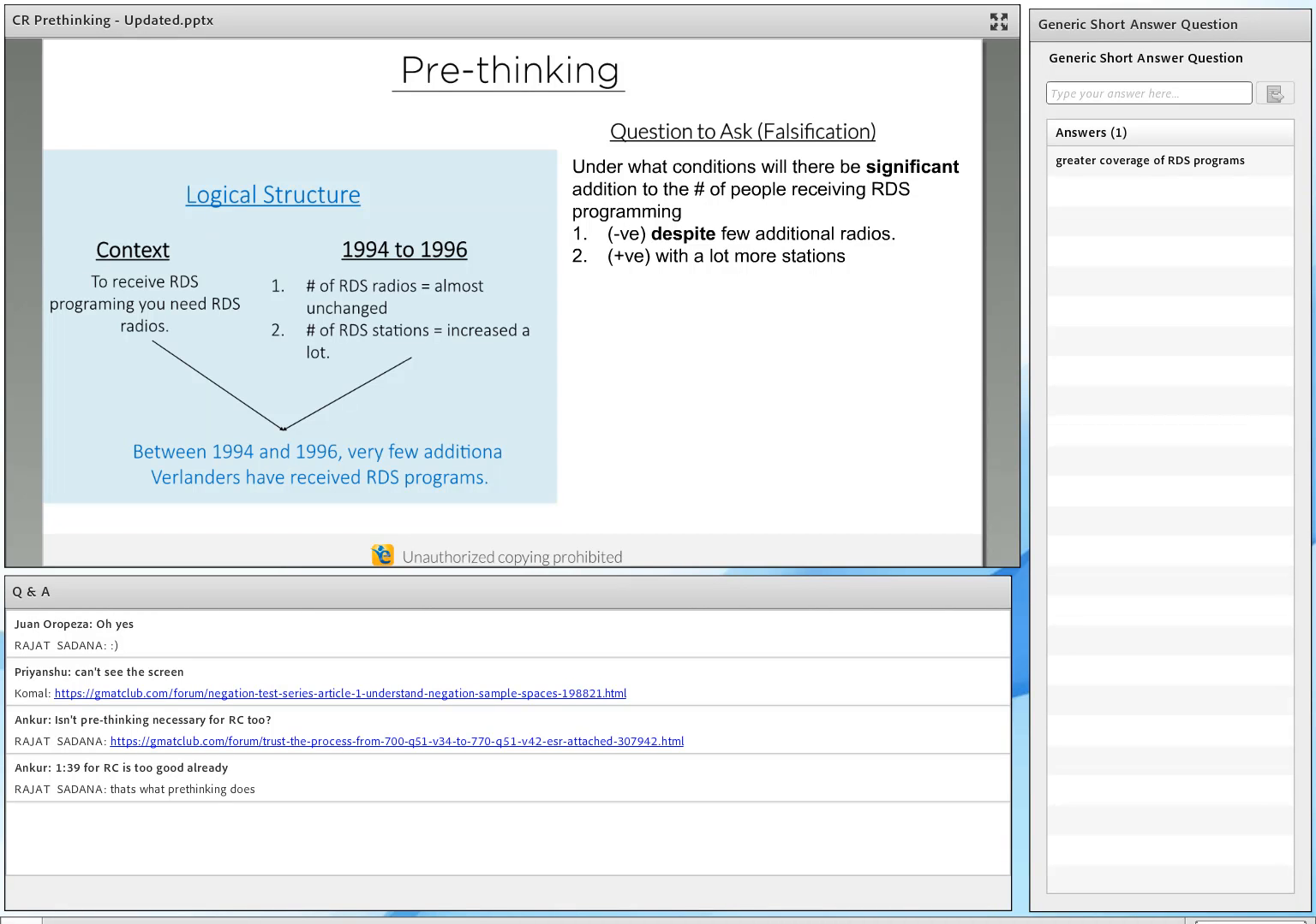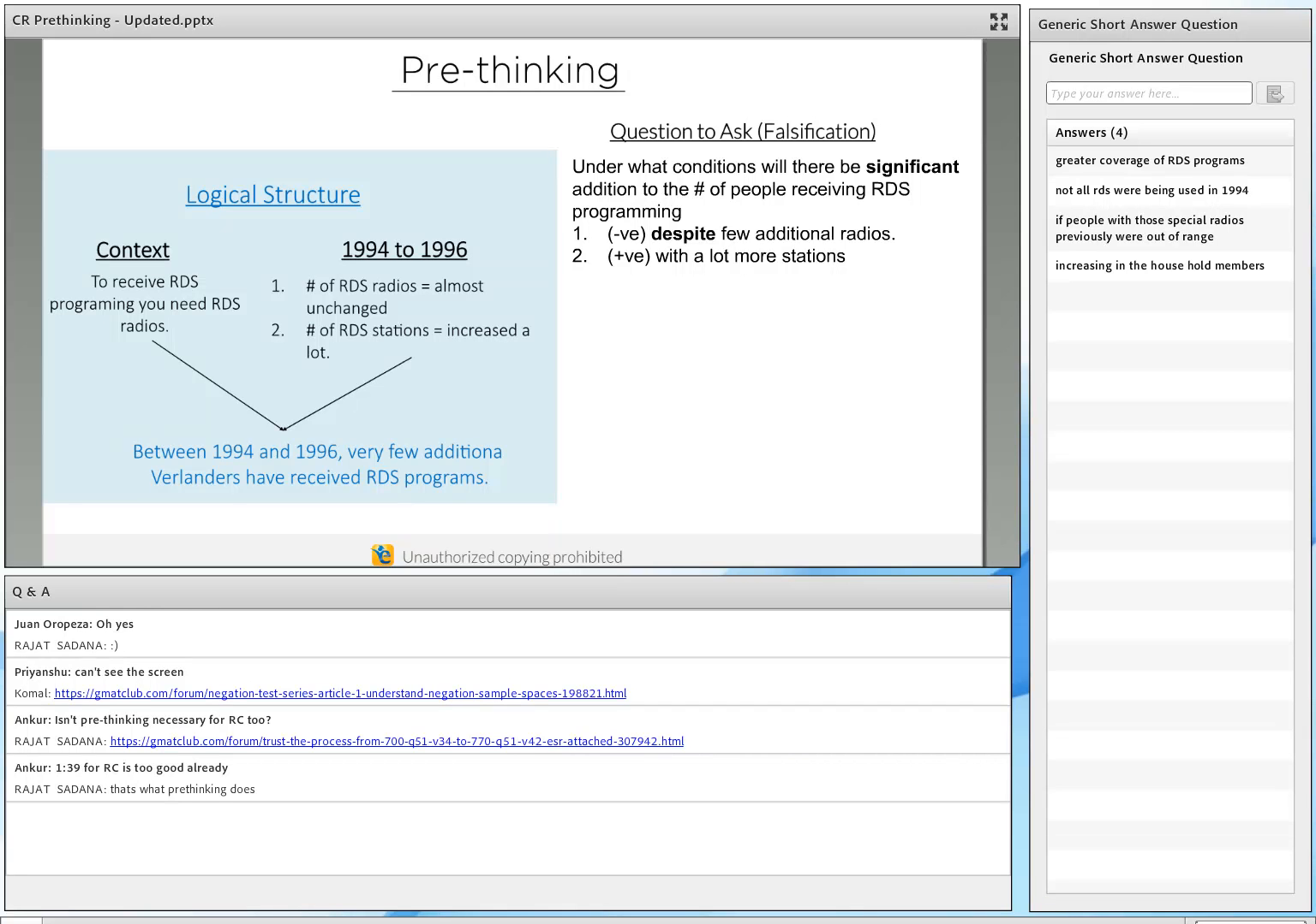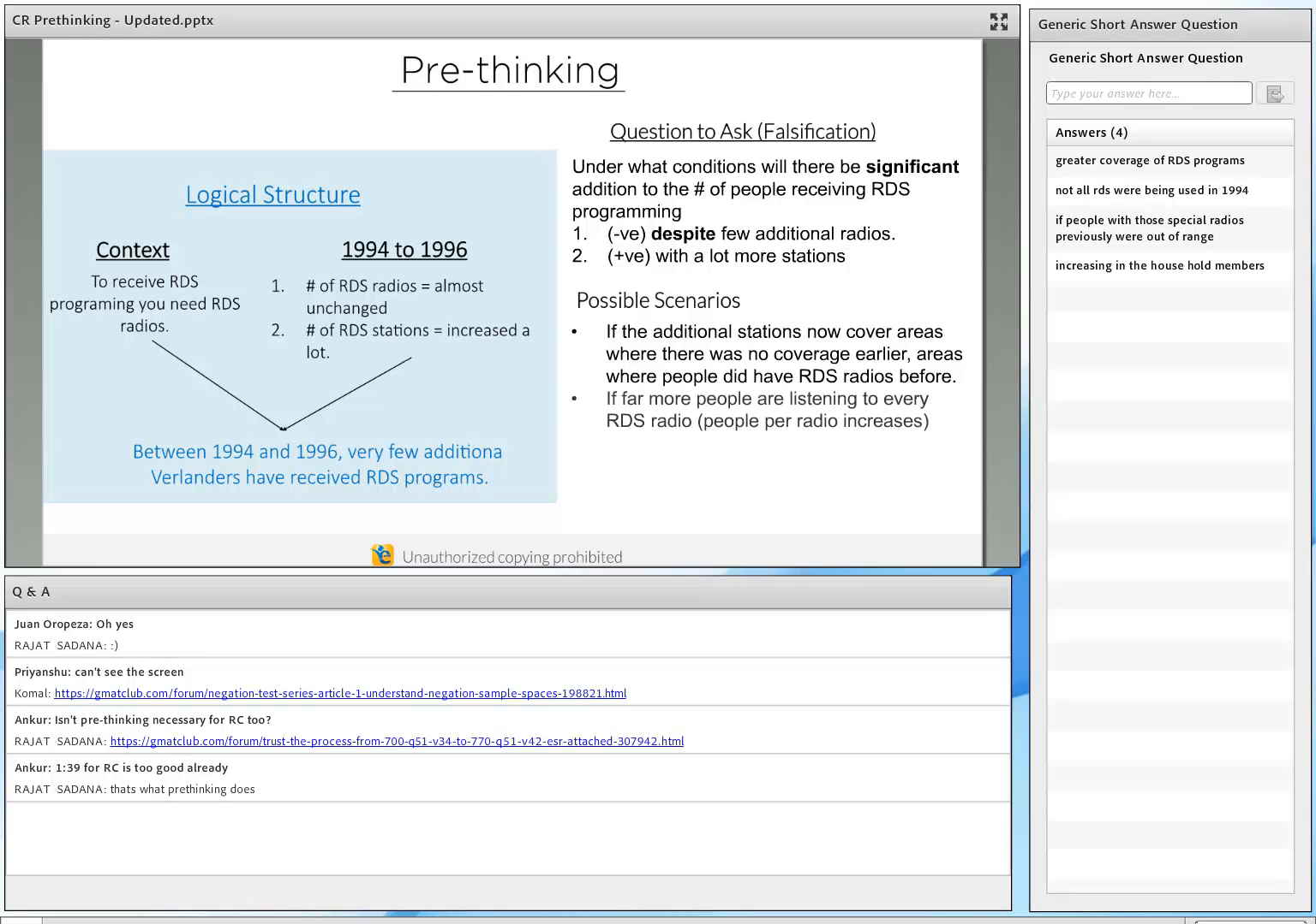Greater coverage. Yes, the new stations, if they add more coverage, that's going to break it down. Yes, that's good. And the top three are saying the exact same thing. They're good reasons. I love that. What is another way? Increase in household members. Yes, if people per radio go up, that will also break my conclusion down. So the possible scenarios are if the additional stations now cover areas where there was no coverage earlier, but where people did have the right kind of radio, or if far more people listen to every radio. If you start putting these radios in Starbucks, then yes, people per radio will go up.